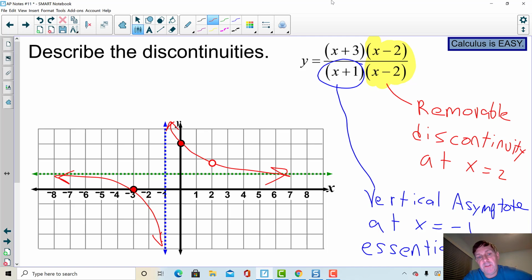Okay, if we were going to sketch this, you can kind of see there's a hole when x is 2. So that's going to be your removable discontinuity. And there's a vertical asymptote when x is -1. So that's going to be your essential discontinuity.